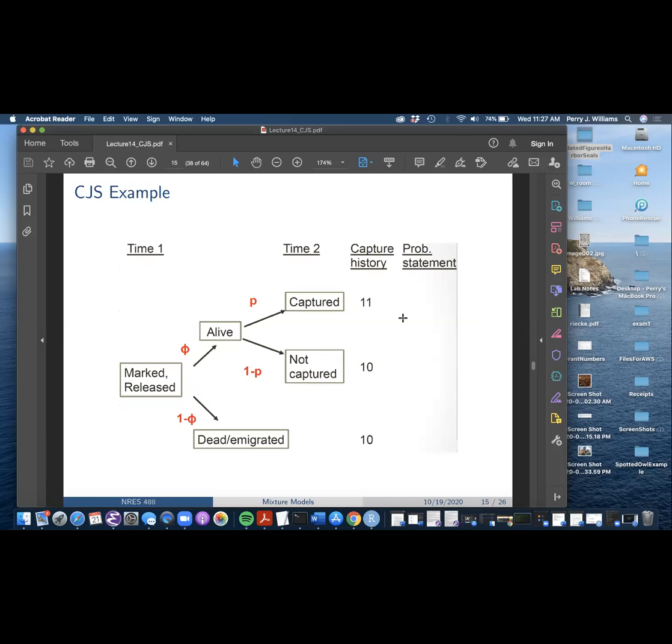Okay, so how do we actually estimate? The goal here in using these models is going to be to estimate phi and p. So how we're going to do that is write out probability statements for each capture history. So what's the probability of observing a 1, 1? What's the probability of observing a 1, 0? And what's the probability of observing this 1, 0?